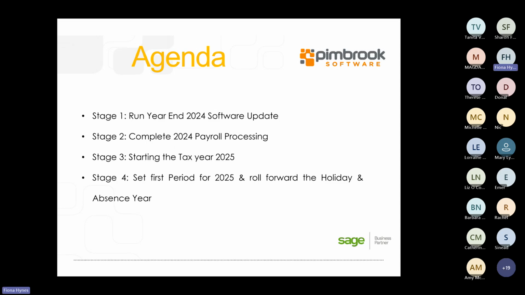We've structured the webinar along the same lines as the end of year checklist in your booklet to keep things consistent. So stage 1, run the year-end 2024 software update. Stage 2, complete your 24 payroll processing. Stage 3, starting the tax year 2025. And stage 4, setting your first period for 25 and rolling forward the holiday and absence year.